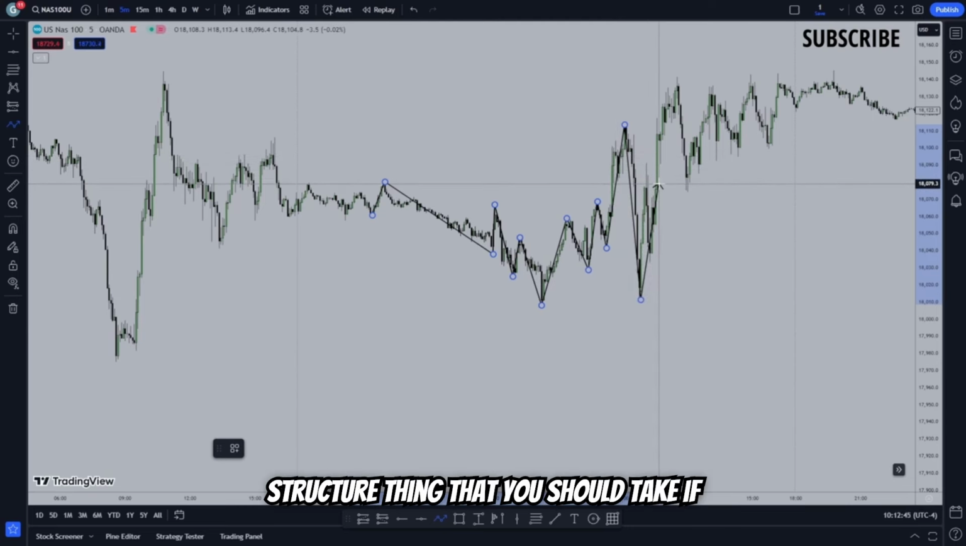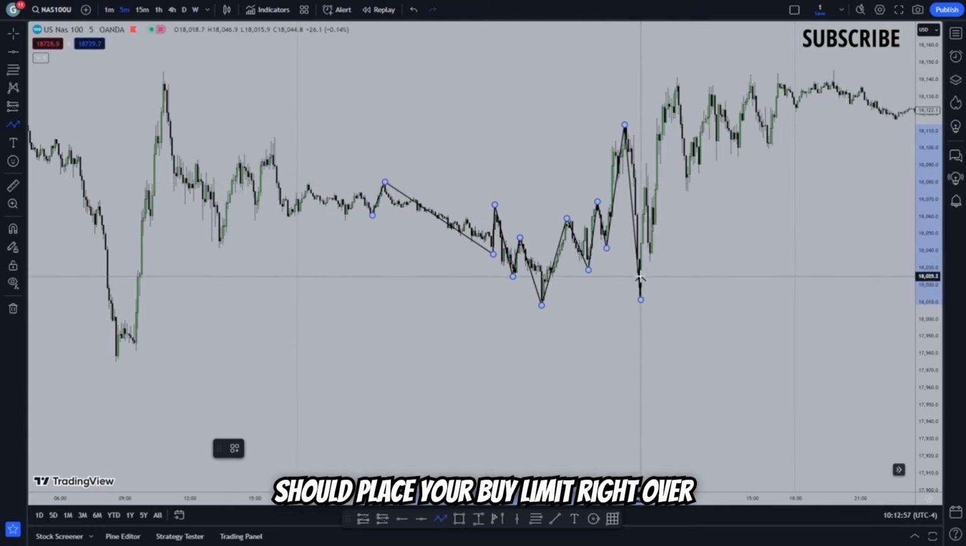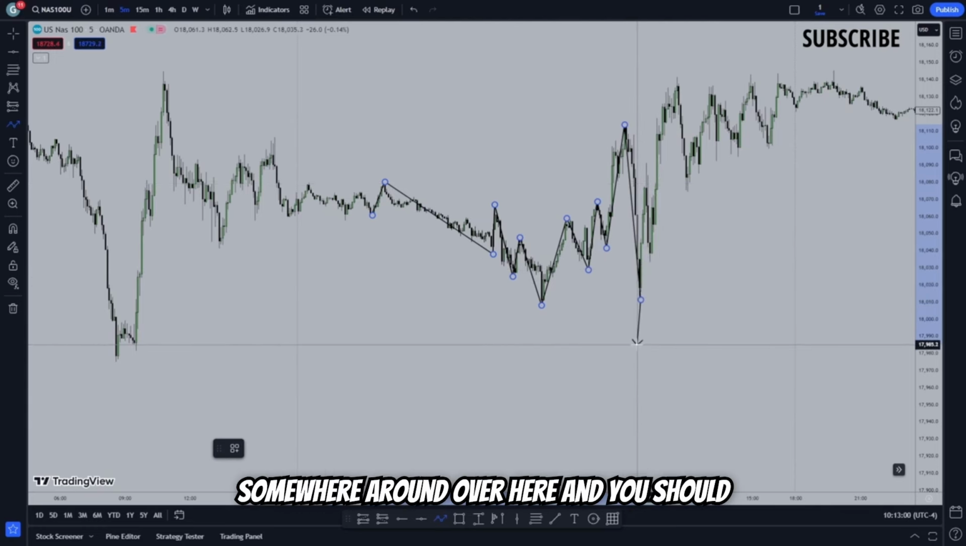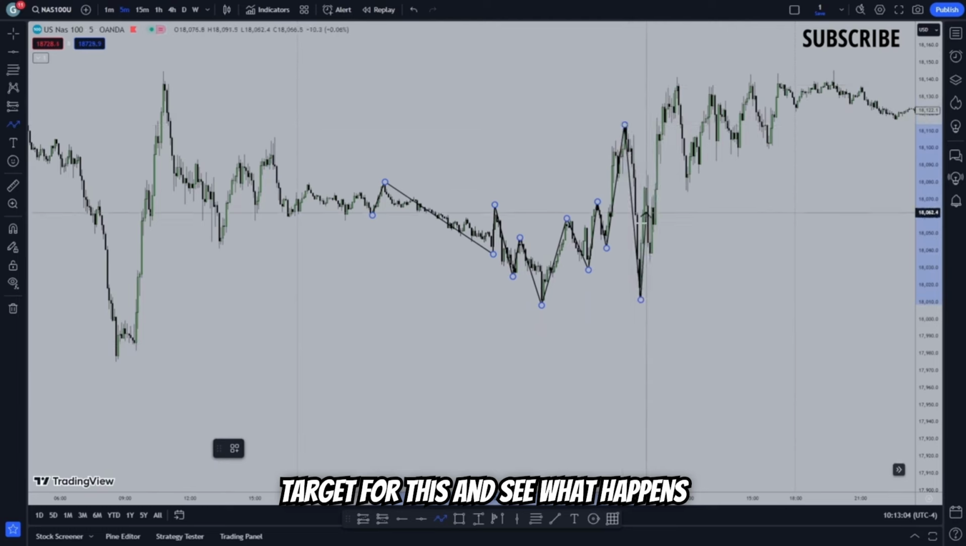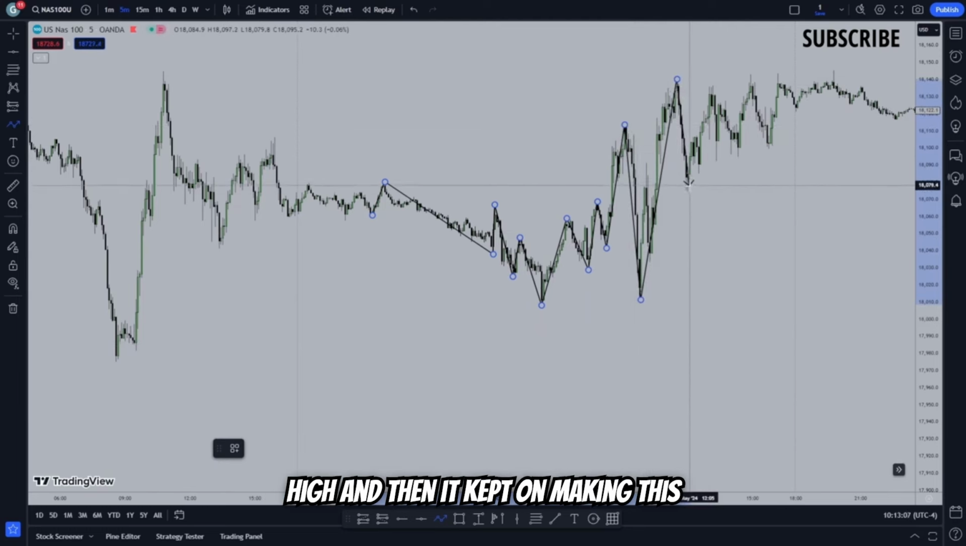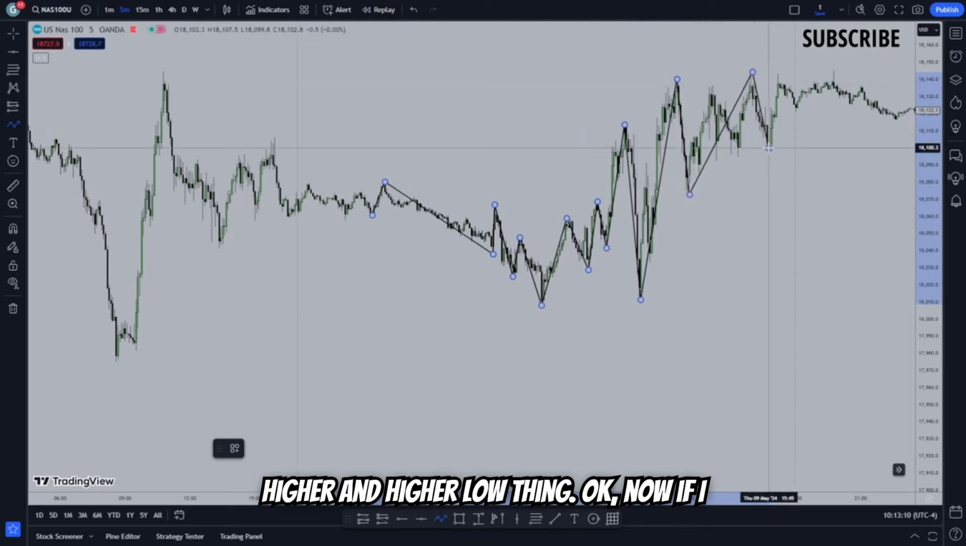And what I told you in that structure lesson is that if the market is making higher highs and higher lows, then you should take a buy on a lower low. So it's a lower low right over here. You should place your buy limit right over here, place your stop loss somewhere around over here, and target this. See what happens after that: price goes up and takes this high, and then it kept on making higher highs and higher lows.